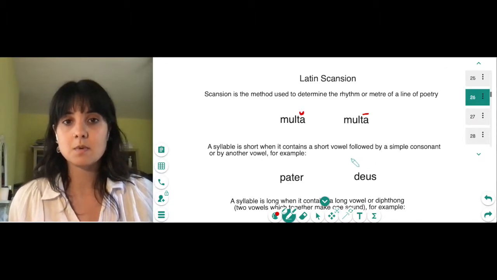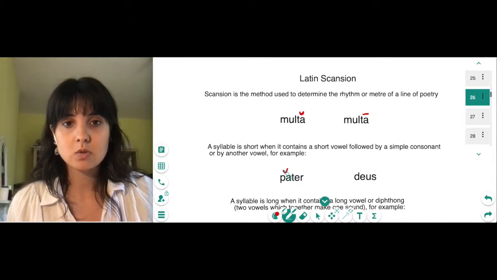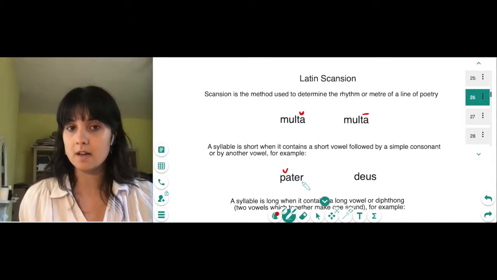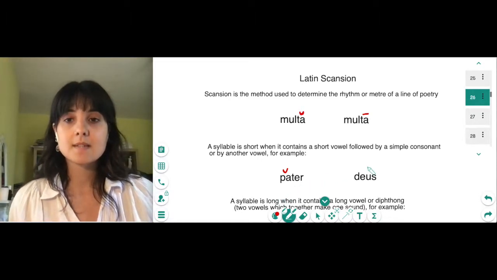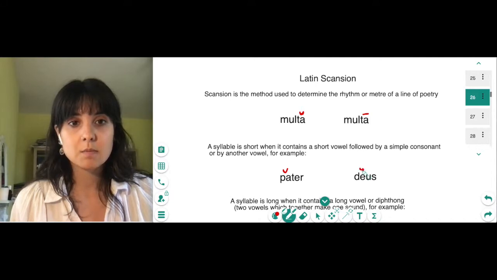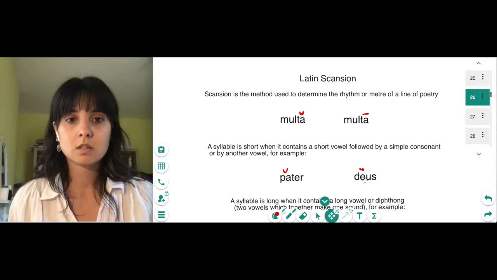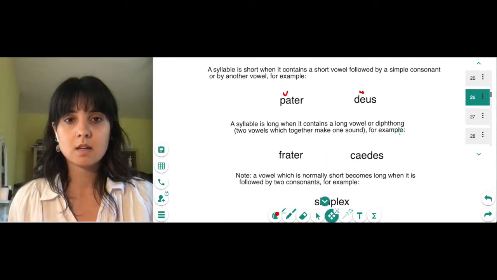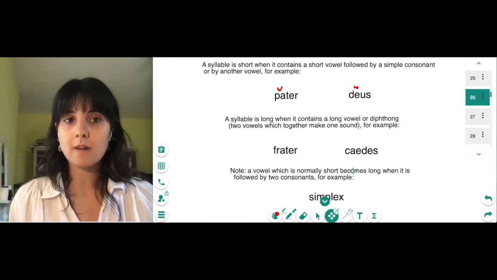So in these examples, we have pater, so the a here is short, in pater, father, because it's followed by a simple consonant. And this example, deus, god, the e is short because it's followed by another vowel, u. And a syllable is long when it contains a long vowel or a diphthong.